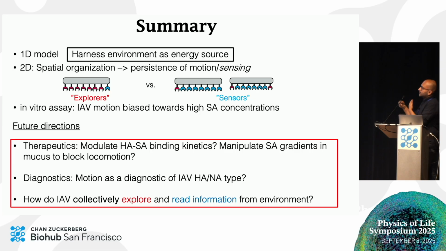This opens up a few exciting questions that we're interested in. For example, can we modulate the hemagglutinin binding affinity to block infection? Or can we manipulate sialic acid gradients in mucus to block infection? It also suggests that maybe we can use motion on, let's say, cover slips as a diagnostic of the type of IAV strain. And the overarching question I'm interested in is, these were single virions. What happens at the population level? How do they exploit the environment?